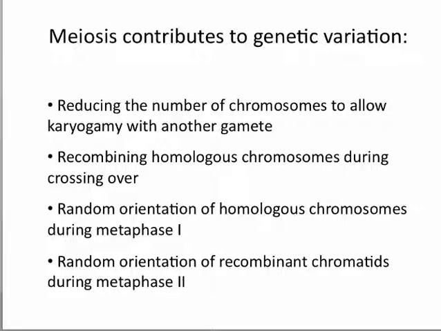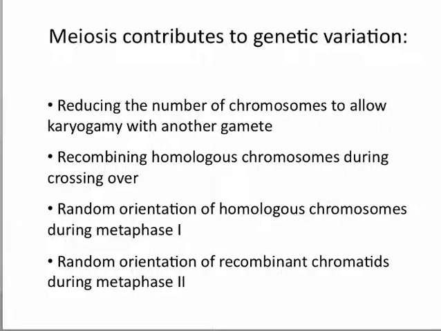It also randomizes the orientation of the homologous chromosomes during metaphase 1, so that we don't inherit only maternal chromosomes or only paternal, our offspring doesn't inherit just the chromosomes from our mom or just the chromosomes from our dad. The offspring can inherit a mix of chromosomes from our mom and our dad, so that the offspring has a random combination of its grandparents' chromosomes.